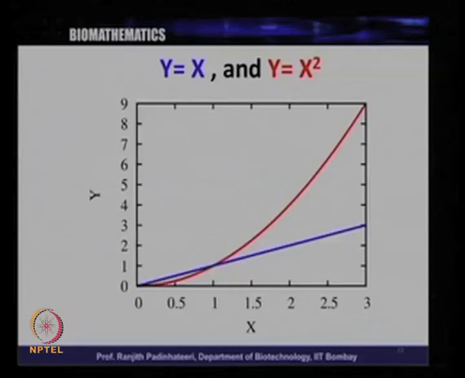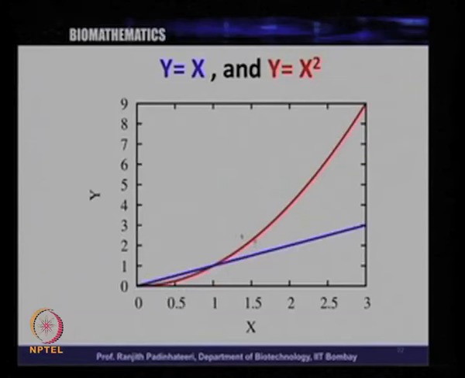So, now we learned two functions, a linear function y equal to x and a quadratic function y equal to x square. Now, let us plot these values in the same graph, let us see what we get. So, let us compare y equal to x and y equal to x square and see the graph here in the slide. As you can see here, the blue curve is y equal to x, a straight line. The red is y equal to x square. So, the red is curved and blue is straight.